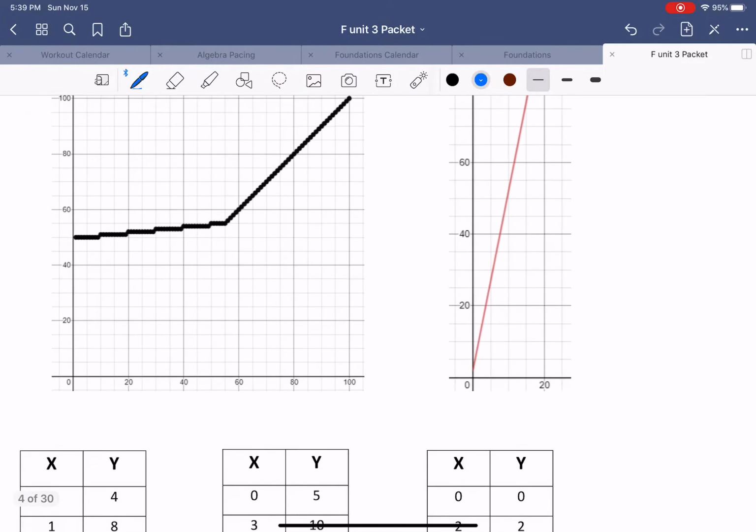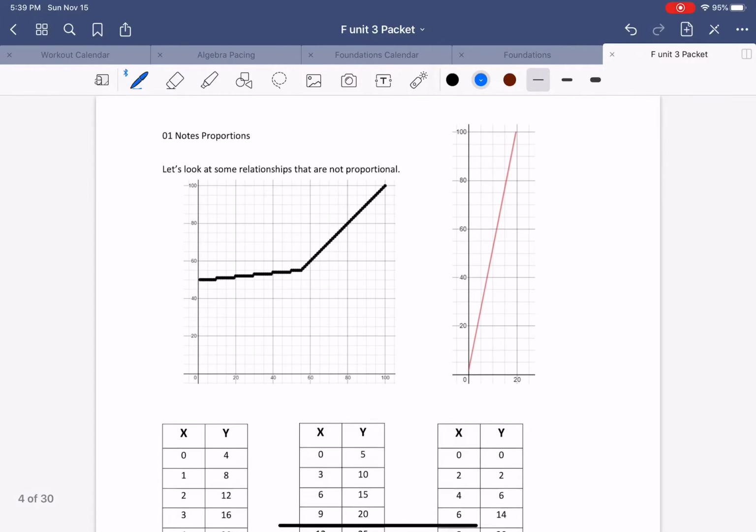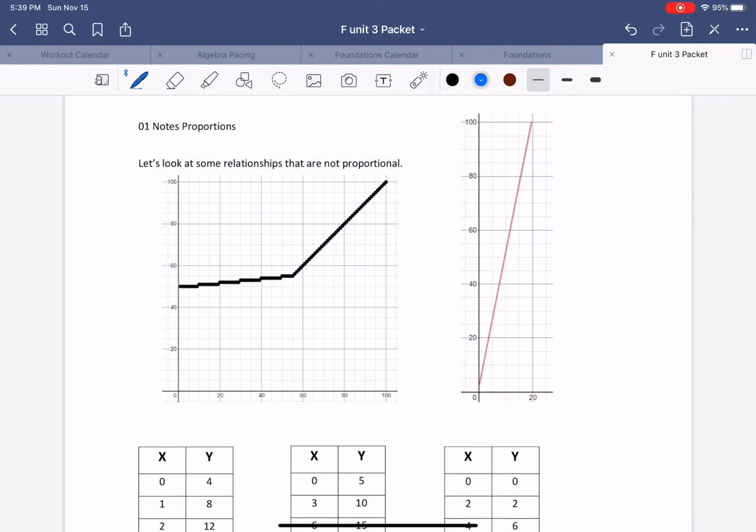Okay, so we looked at proportional relationships, straight lines that go through the origin. These are relationships that are not proportional. First, looking at the graphs. The one on the left is a grading system that some teachers at West use, where the lowest grade you can make is a 50.